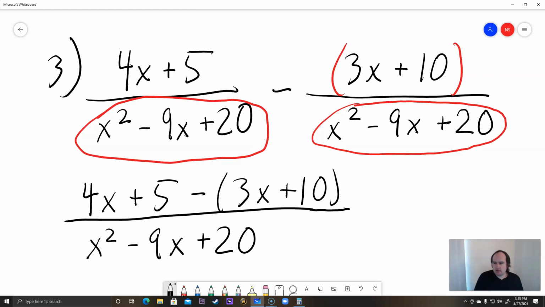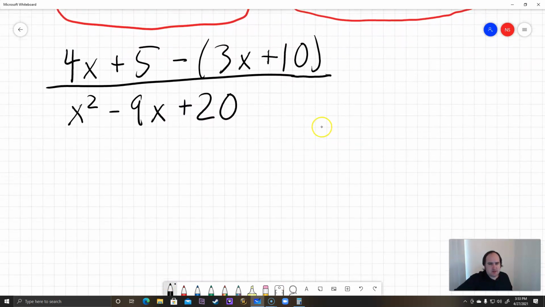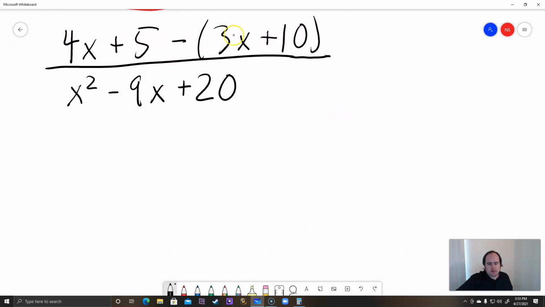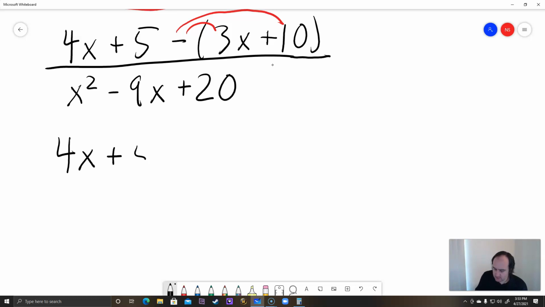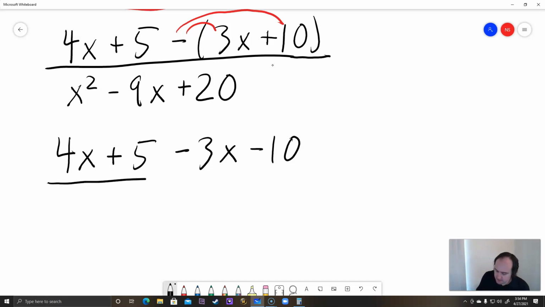Okay, and then what do we do from here? Well, just like in the earlier problems, our next step is to distribute the minus. So we're going to distribute this minus to the 3x plus 10. Okay, so let's do that. Okay, so we're going to have 4x plus 5 minus 3x minus 10. Because remember, when you're distributing a minus, that switches the signs. So plus plus becomes minus minus. And then our denominator is still x squared minus 9x plus 20.